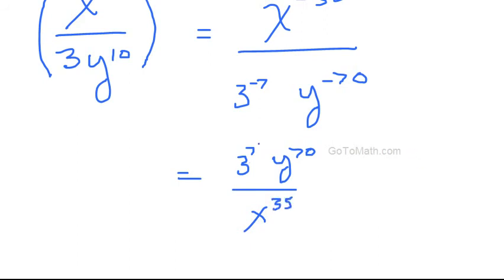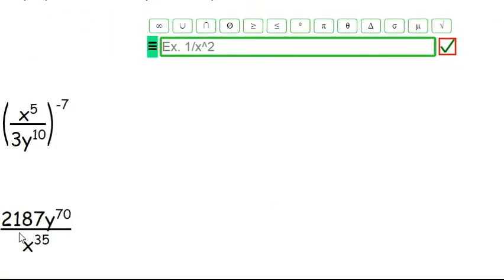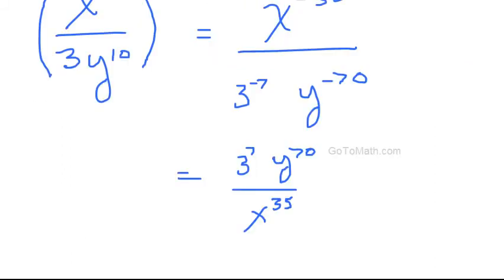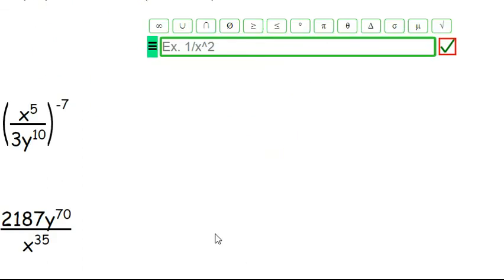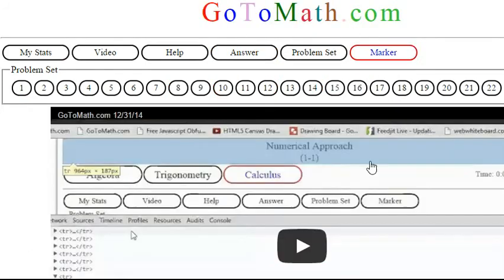Now this 3 to the 7th, we're probably going to be multiplying that out and get some enormous number, I would imagine. 2187, y to the 70th, over x to the 35th. I'm going to check that 3 to the 7th real quick. Okay, just making sure. Alright, so we're over here at GoToMath.com. See you in the next problem.